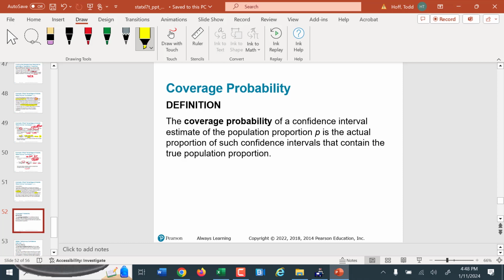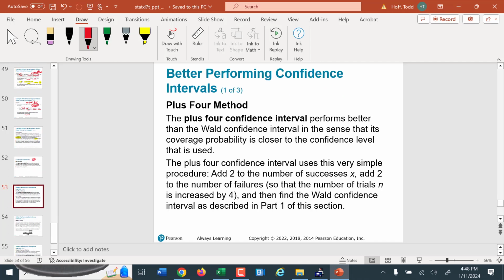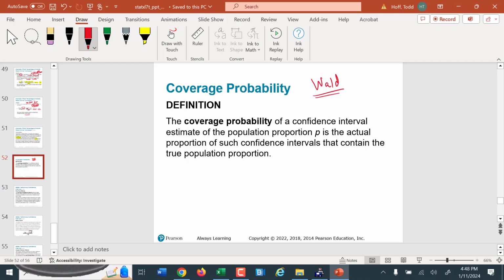Now, there are ways of adjusting it. This was called a Wald, W-A-L-D, confidence interval, and that's the only one we're going to use for this course. Wald was the statistician that developed this method. There's a plus 4 confidence interval. If you were to read on, there's mention of the plus 4 method. You add 2 to the successes and 2 to the failures. So you're basically increasing your sample size by 4. And for some reason, that makes the coverage percentage almost exactly equal to the level of confidence.